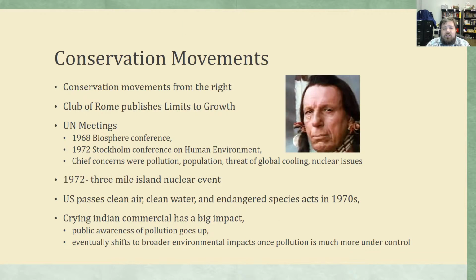So we see conservation movements also come out from the political right as well. Richard Nixon is the one who actually created the EPA, the Clean Water Act, Clean Air Act, Endangered Species Act, all of these things in the 1970s. So the political right in the United States was also very heavily involved in protecting the environment. The political left, represented by the Club of Rome, putting out their Limits to Growth, which is in this neo-Malthusian sphere as well. So we see a large deal of support across political spectrums for protecting the environment beginning in the 60s and going into the 1970s.